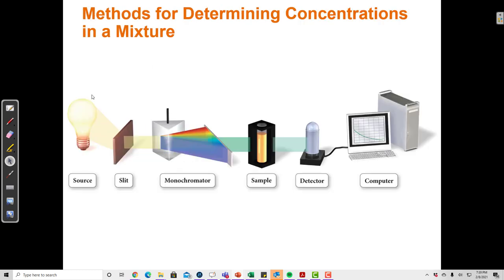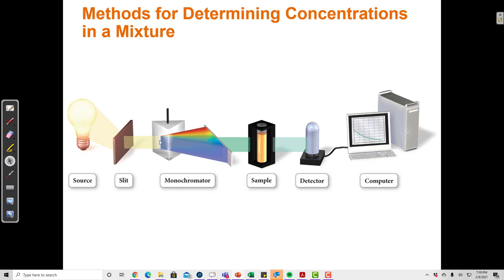So this is the way that a spectrophotometer works. We use a source light, and the light has lots of wavelengths in it. It's composed of many different wavelengths. So when all of those wavelengths are passed through this first slit, we turn light that goes all around the bulb in every direction into a thin slice of light. It just goes through this really tiny slit.